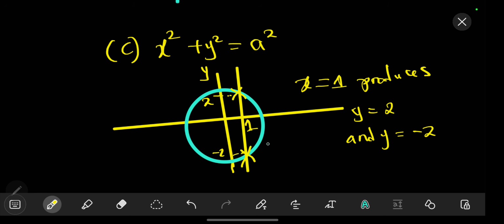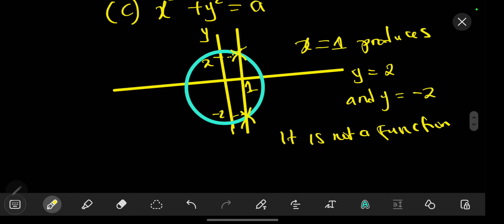Now, due to the fact that that's the case, it means this is not a function. So you can say it is not a function. Why is this not a function? Simply because your vertical line is touching the graph at 2 different points like that. So if that's the case, it is not a function.